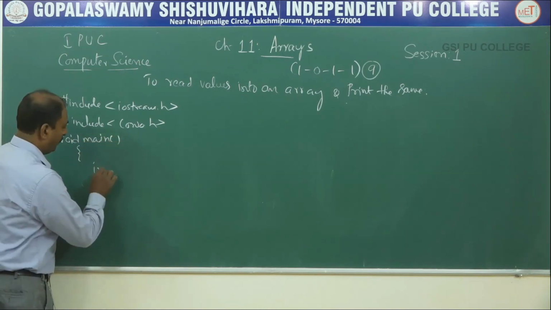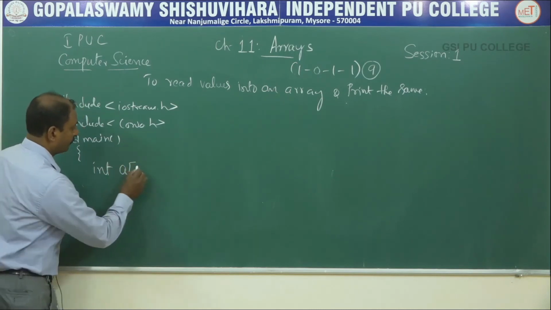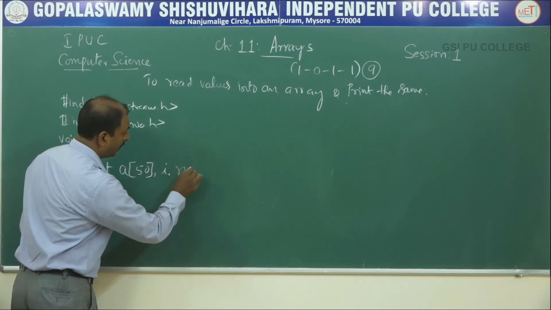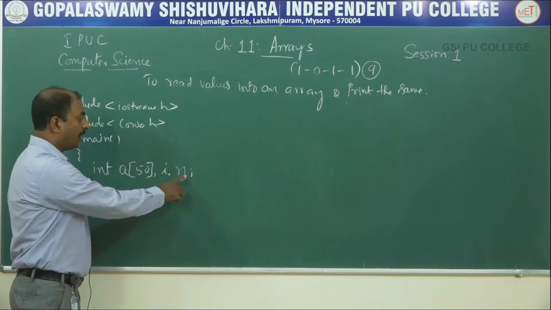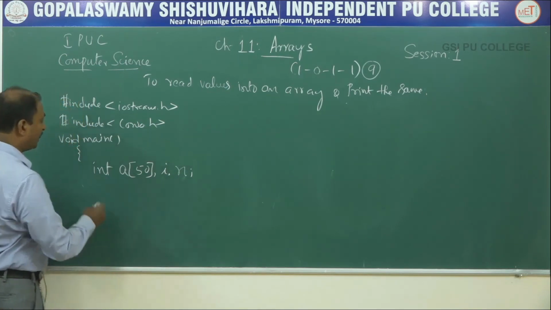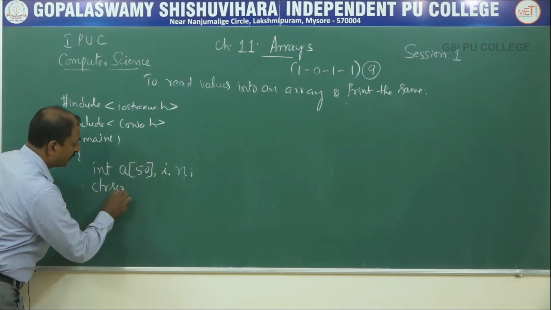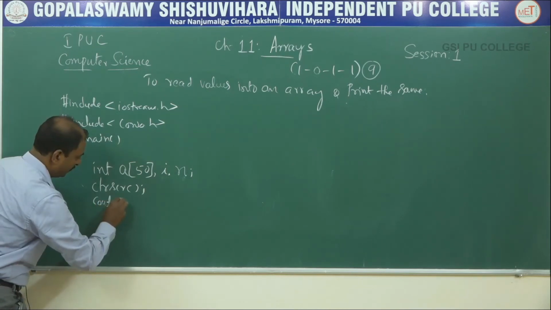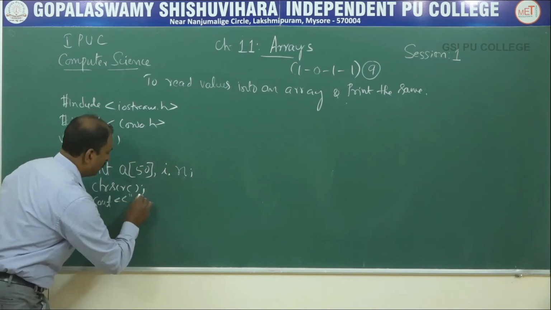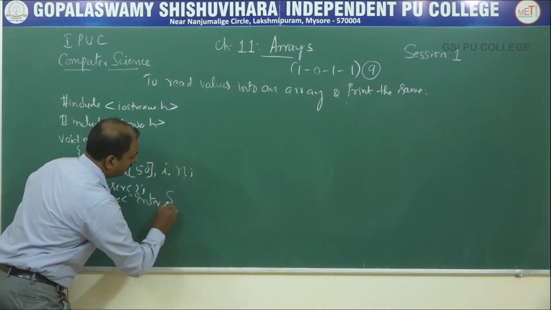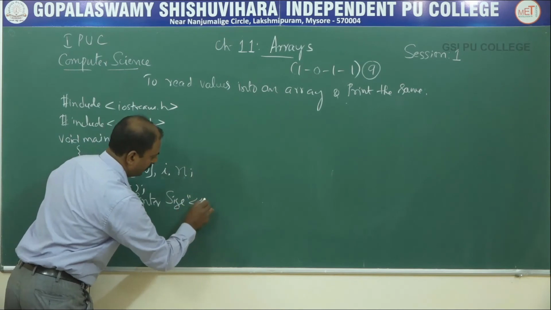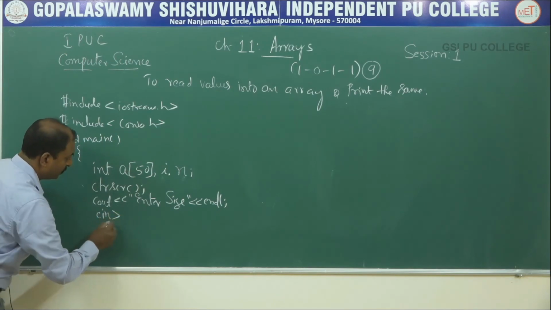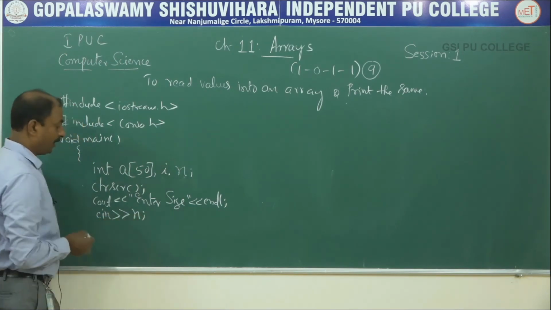and here int a[50], i, n. i is the for loop control variable, n is for the size. Next step, we can make use of the clear screen function. Next we can enter values into an array. cout enter size, then we can use the input statement cin >> n.